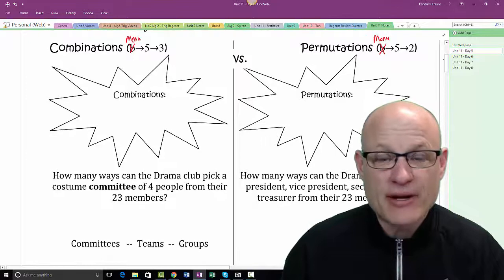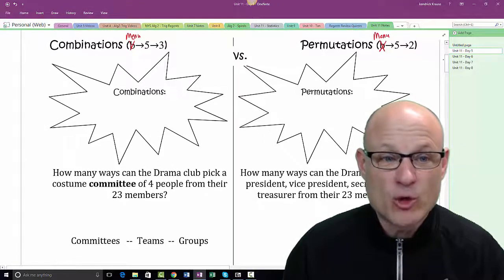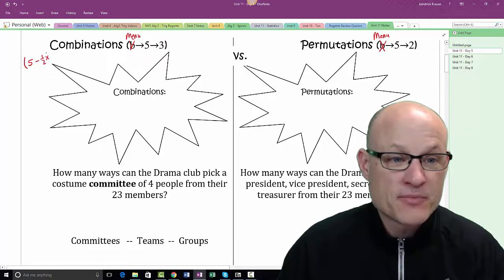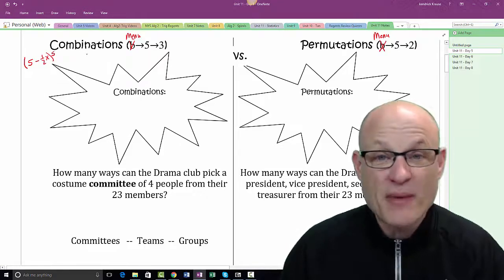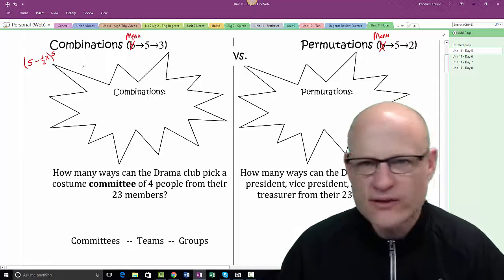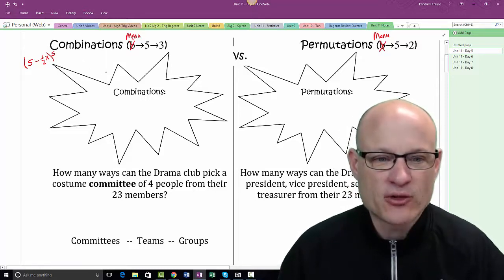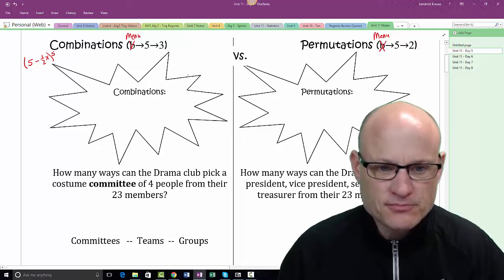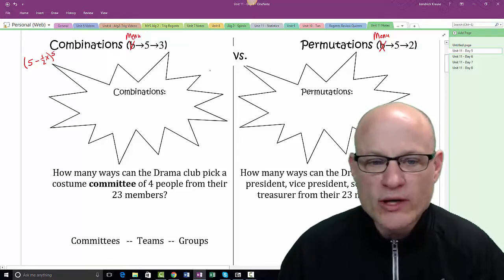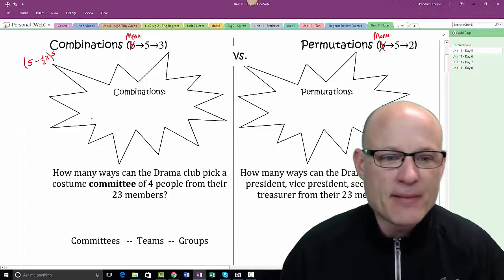Now, we did a little bit of combinations earlier when we did binomial expansion, when we had a problem like this: 5 minus 1/2 x to the 5th. And I said, expand that. You had to do 5C0, 5C1, 5C2, 5C3, so on and so forth. Combinations is the number of ways of picking a group when order does not matter.